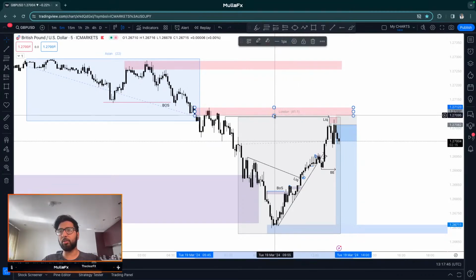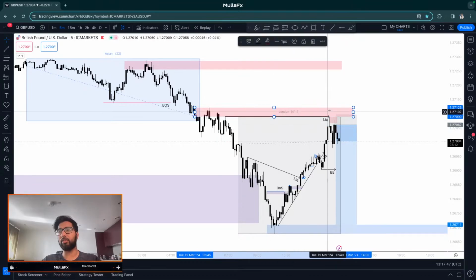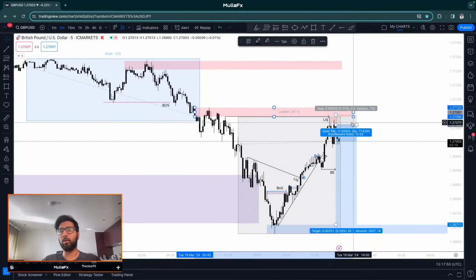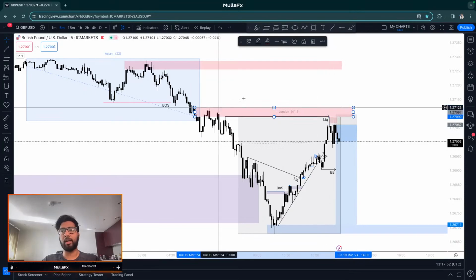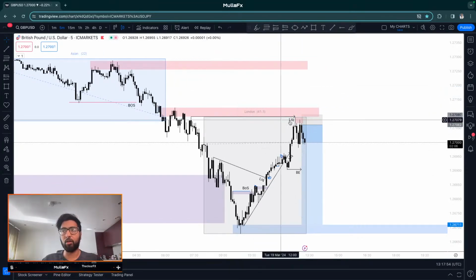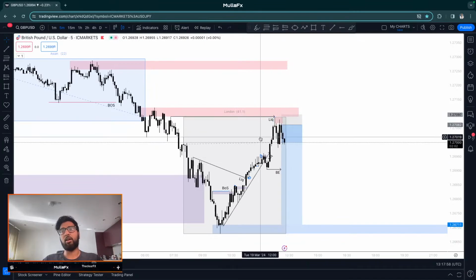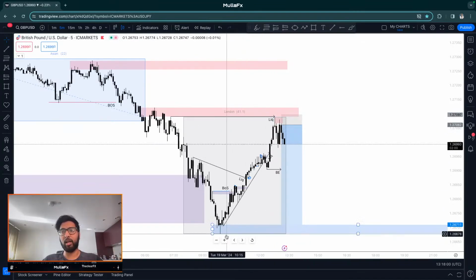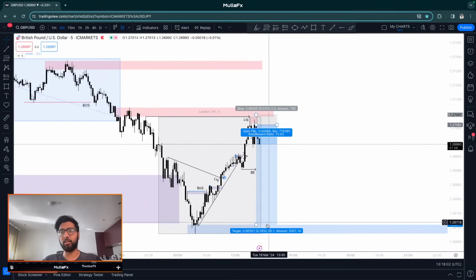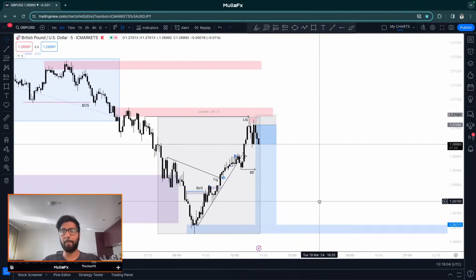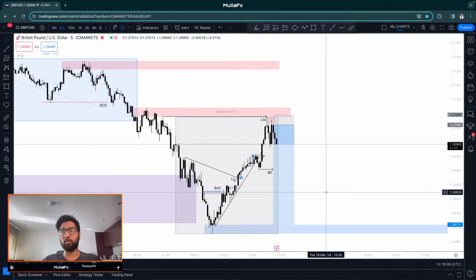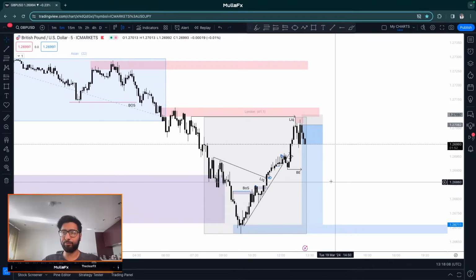If I just put the supply zone over here, you can see that this supply zone works out pretty well for this liquidity right here as well. London high as well, another confirmation that price could potentially go down because London high is met now. So London high is met, we have lows over here, so my target is to target these lows over here. So it gives me that nice 1 to 10 risk to reward ratio as well.